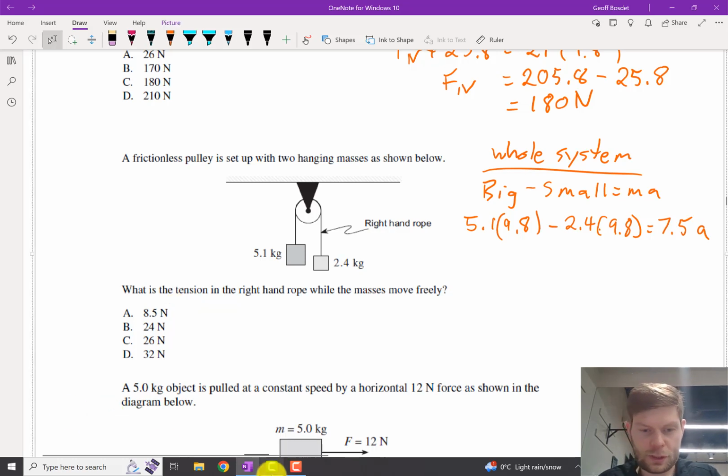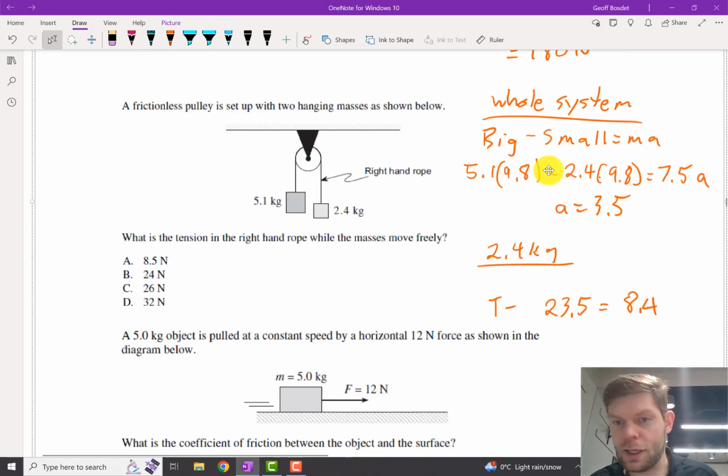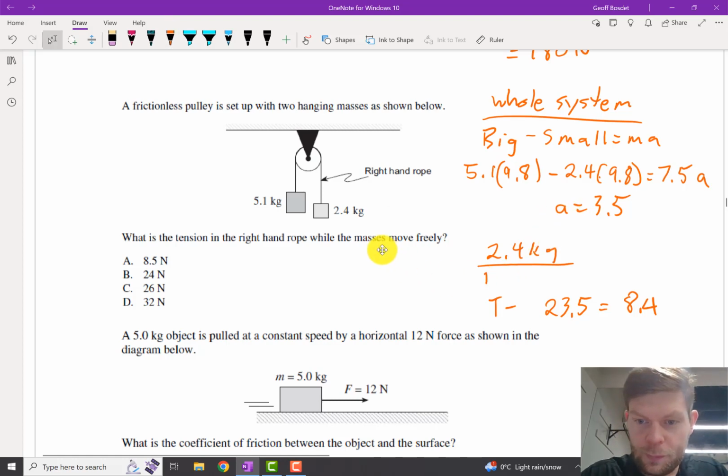I'm going to pause it. All right, so the result of all this junk was an acceleration of 3.5. So switching to the 2.4 kilogram, now that we know acceleration, we can do, again, big minus small equals ma.